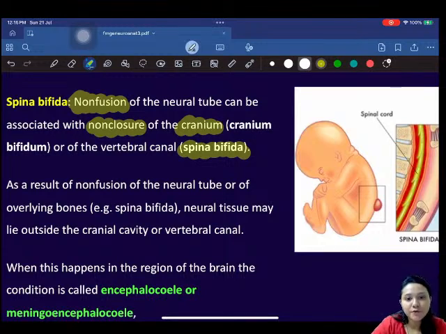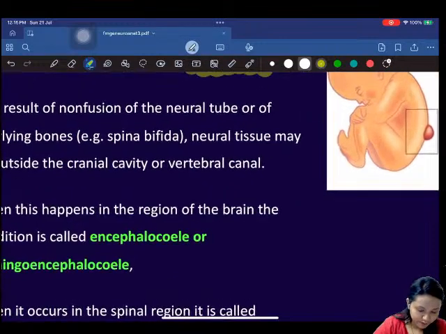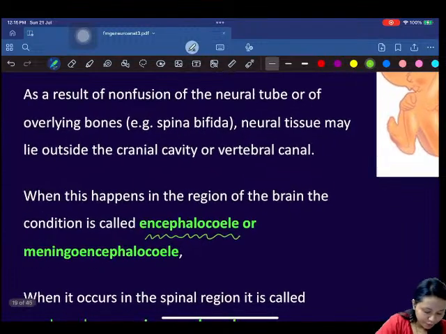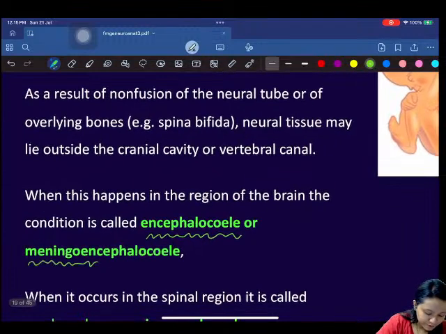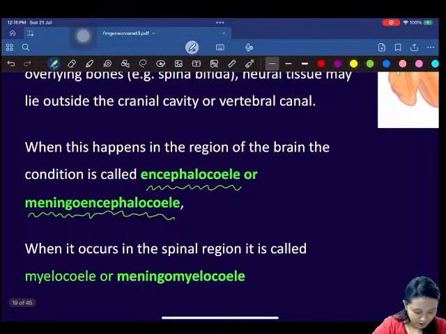As a result of the non-fusion of the overlying bones, the neural tissues lie outside the cranial cavity or the vertebral column. Now when it happens in the region of the brain, it is known as encephalocele, or meningoencephalocele. So if it occurs in the brain, you add the word encephalocele.